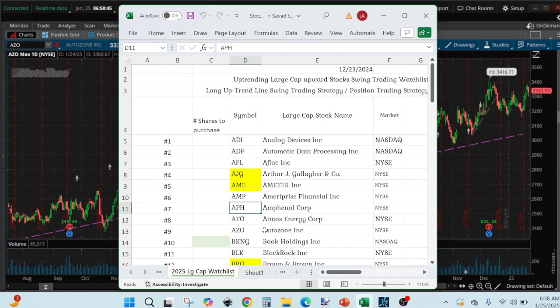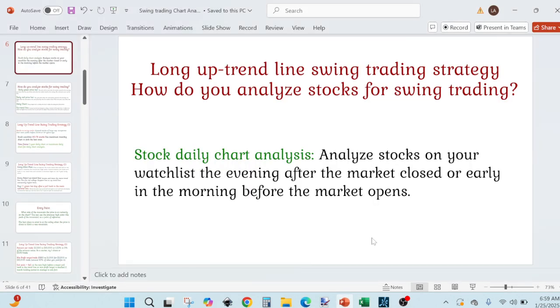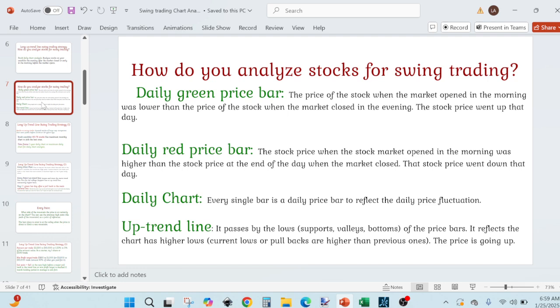So this concludes this session of how to analyze the chart using the long upturn and swing trading strategy. We'll try to create shorter videos to analyze the stocks that we have on the watch list. We have 79 of them, and the market closed on the 24th, and we like to analyze the chart after the market close to see what it did and to see how close it is to where we like to buy. We have our green bar and our red bar.